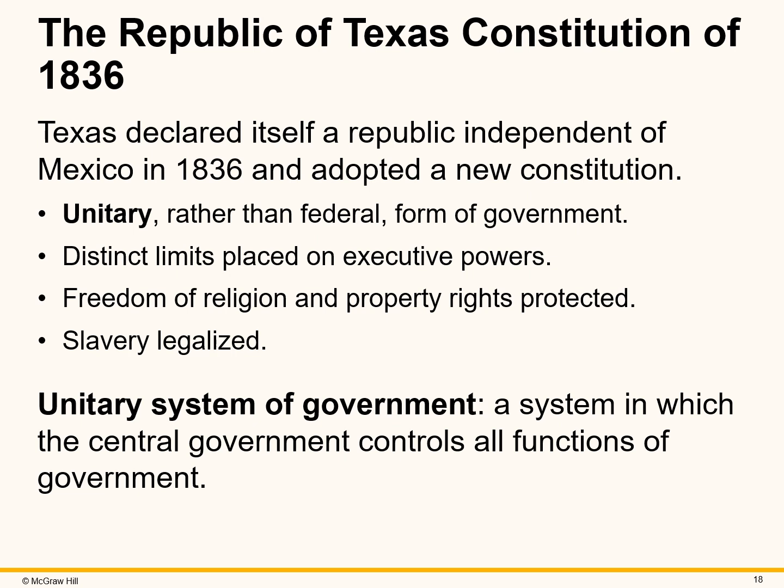Republic of Texas Constitution of 1836. Texas declared itself a republic independent of Mexico in 1836 and adopted a new constitution. It was a unitary rather than federal form of government. Distinct limits were placed on executive powers. Slavery was legalized, and freedom of religion and property rights were protected. A unitary system of government is a system in which the central government controls all functions of government.